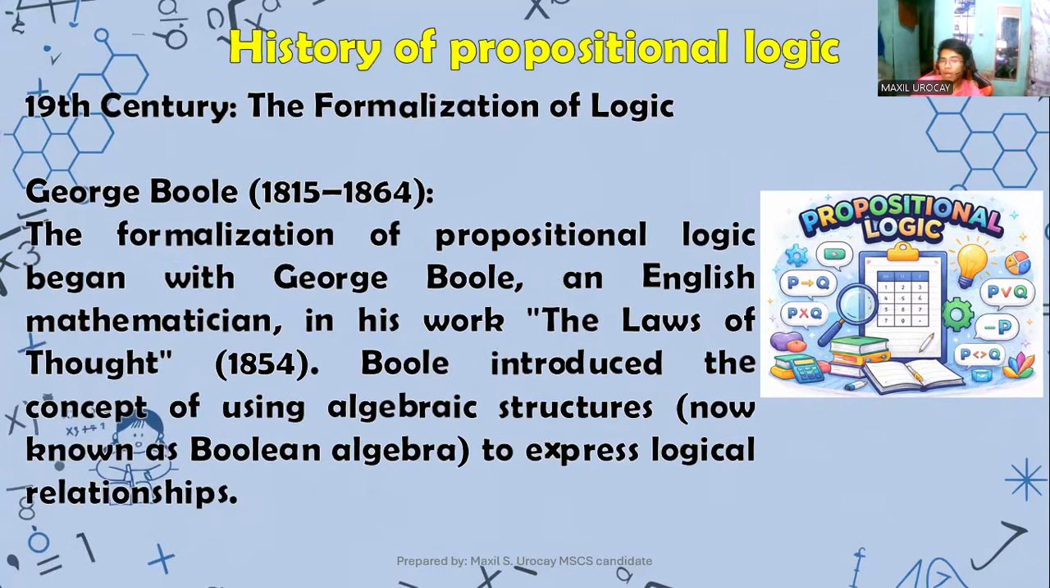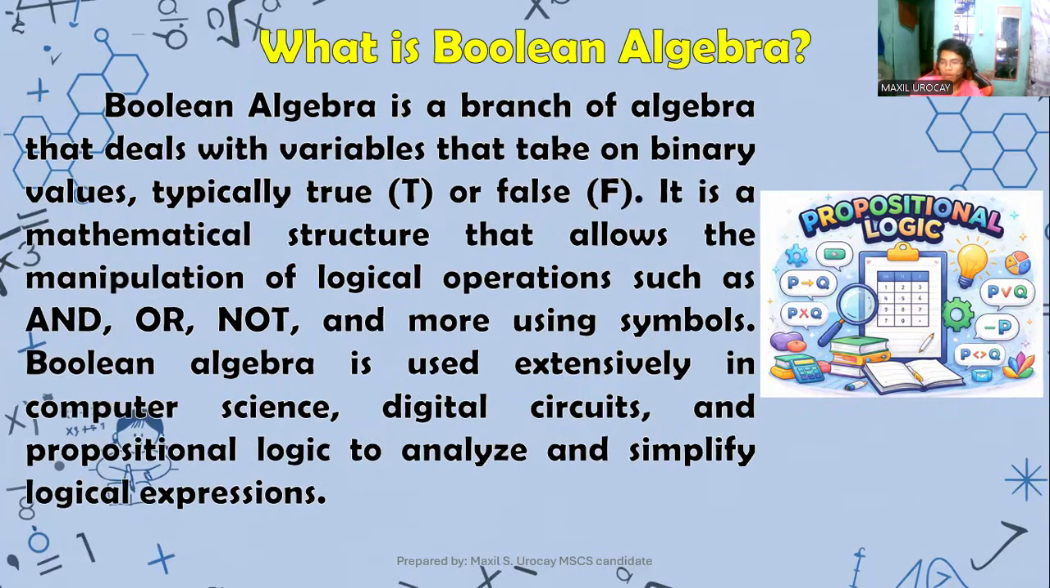Now, we're done with symbolic logic. We will begin to run through the 19th century, the formalization of logic according to George Boole. For George Boole, the formalization of propositional logic began with him, an English mathematician, in his work The Laws of Thought, in the year 1854. Boole introduced the concept of using an algebraic structure, now known as Boolean algebra, to express logical relationships. So he is one of those who introduced this Boolean algebra approach.